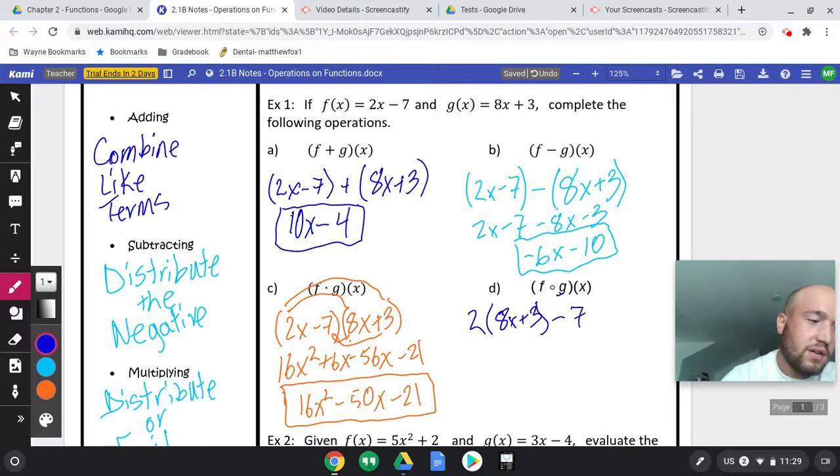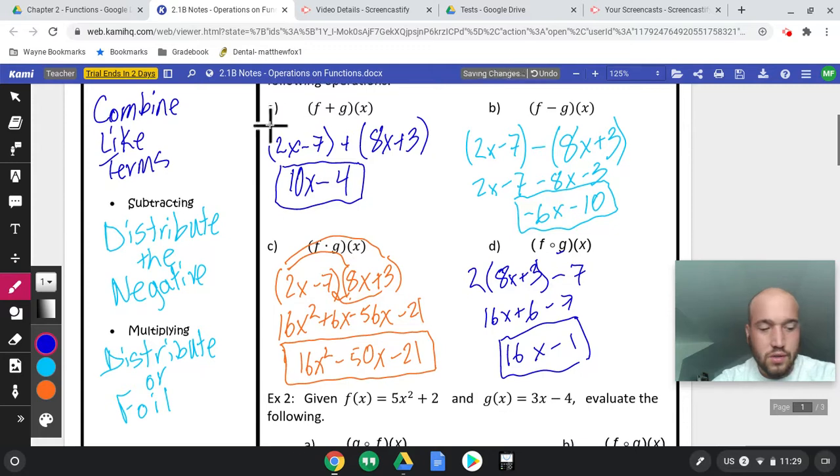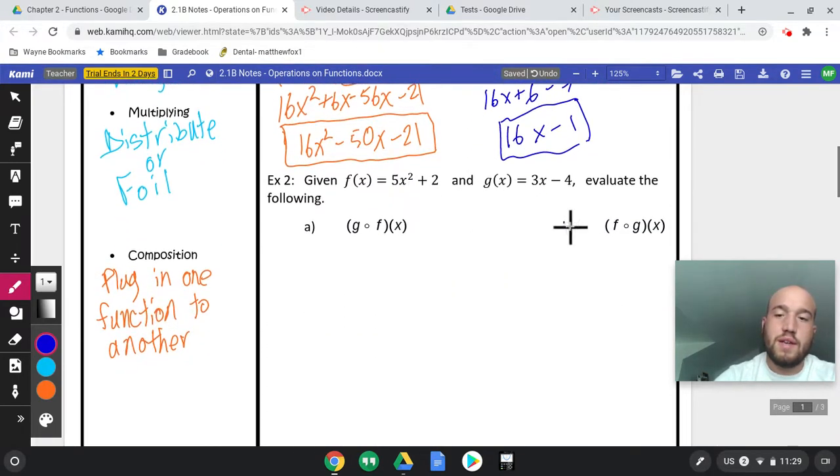Okay, so now we go ahead and we solve it just like a normal problem. We're going to distribute that 2 in, 16x plus 6, all that minus 7. And our final answer here, we'll combine our like terms, we'll get 16x minus 1. And we are done.